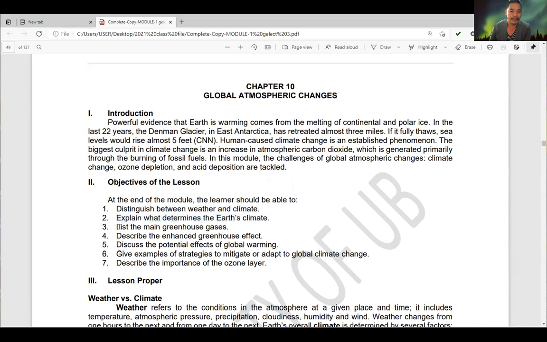3. We'll try to list down the main greenhouse gases. And 4. Describe the enhanced greenhouse effect. We will also discuss the potential effects of global warming and give examples of strategies to mitigate and adapt to global climate change. We will also try to describe the importance of the ozone layer. So if you're ready, let's get started.